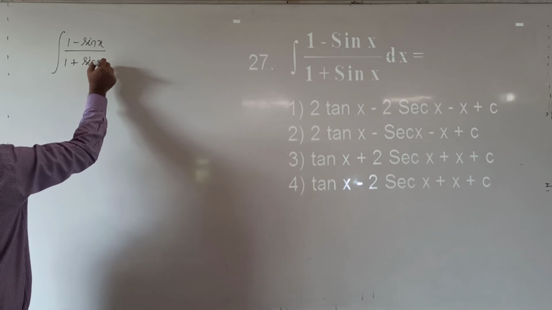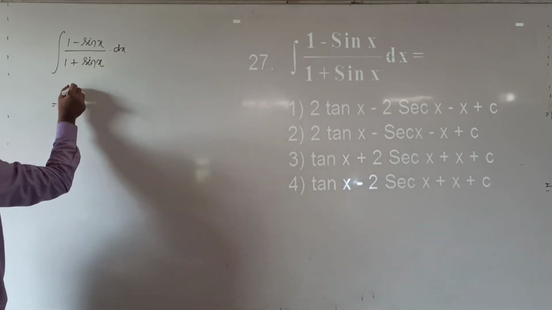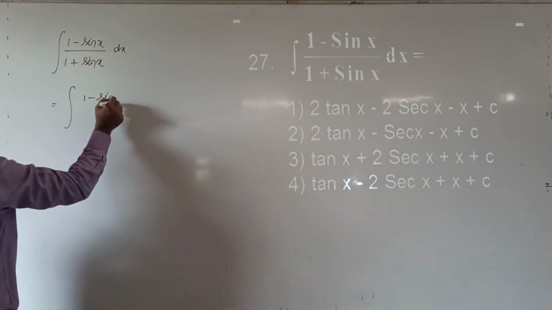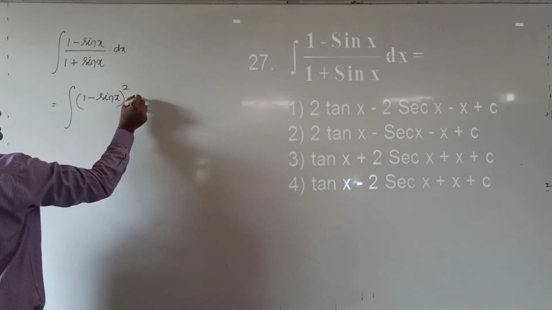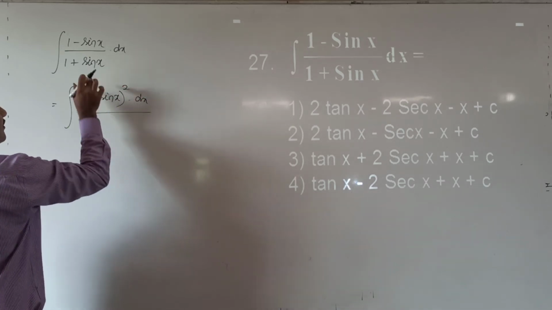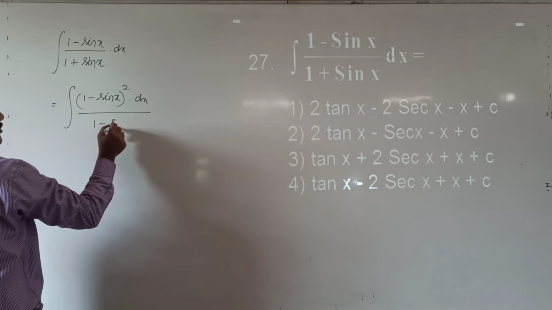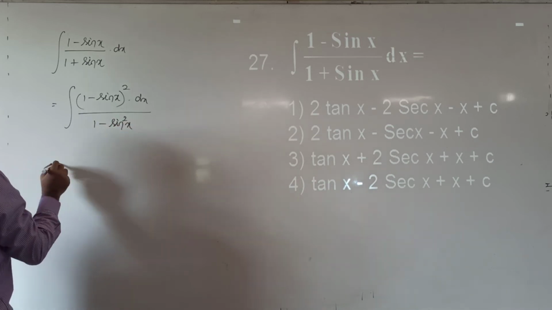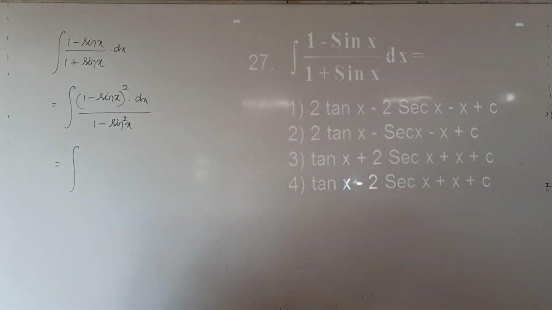I will multiply and divide by 1 minus sin x. Okay? When I multiply and divide by 1 minus sin x, the numerator will be (1 minus sin x) whole square. Denominator: (1 plus sin x) into (1 minus sin x). That will give you 1 minus sin square x. 1 minus sin square x is nothing but cos square x.